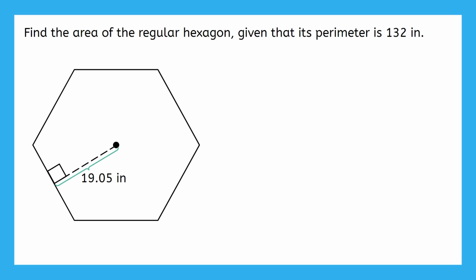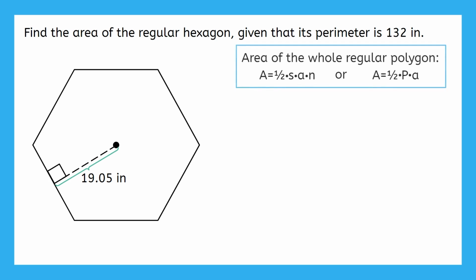The final problem says to find the area of the regular hexagon given that its perimeter is 132 inches. We also have a picture where the perpendicular distance between the center and one side is shown to be 19.05 inches. Here are the two equivalent area formulas for regular polygons. Did you remember to check that this is a regular hexagon so that we can use one of these formulas? Yes, the problem text tells us that it's a regular hexagon, so we can proceed.